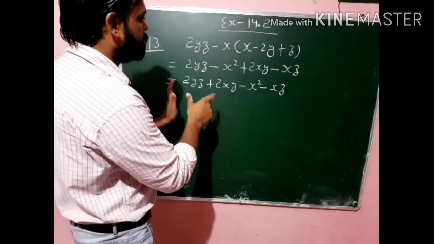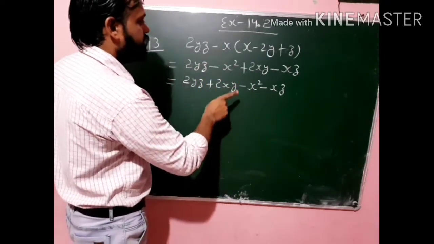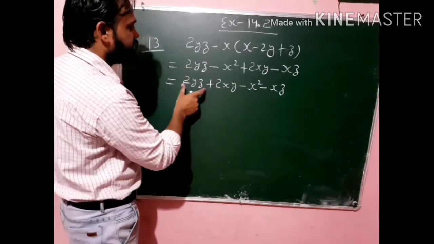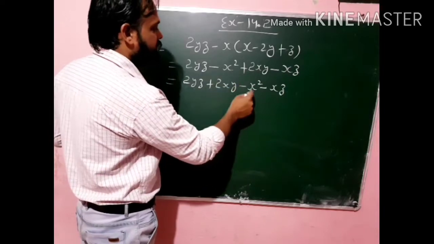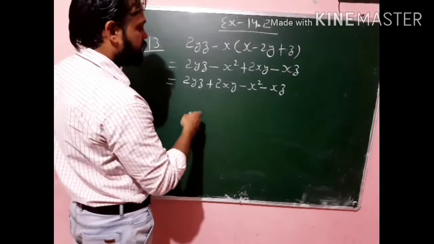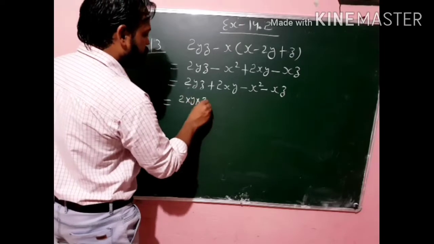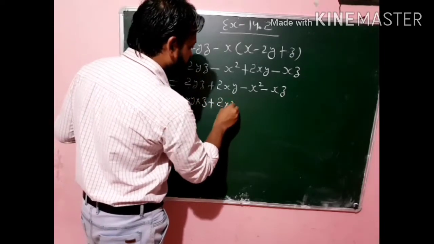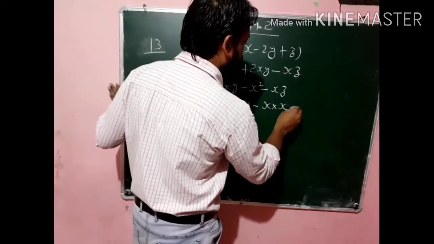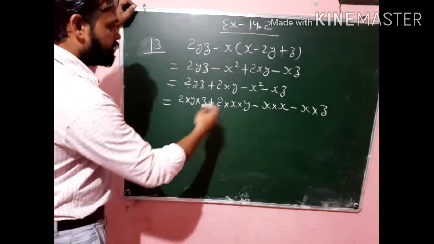So you can see here when we are changing the places of the terms, at that time we cannot change the signs. So be careful with the signs. You cannot change the signs. So this is 2yz and this is plus 2xy, then minus x square, then minus x into z. So okay, now we have made the proper groups, and now we will do the further steps. This will become 2 into y into z, then plus 2 into x into y, and then x square is x multiplied 2 times, and then minus x into z. So in this way we made the factors of each term.